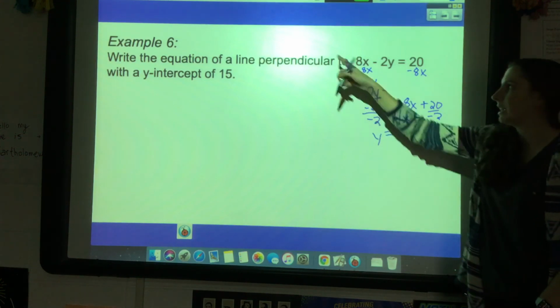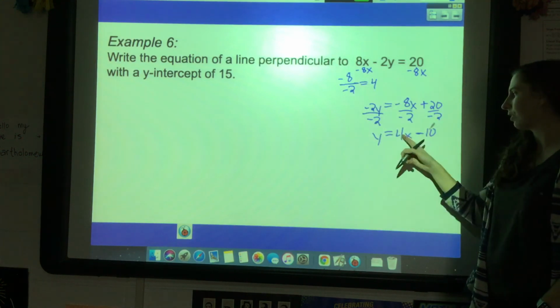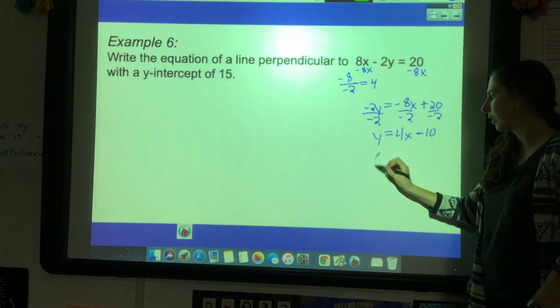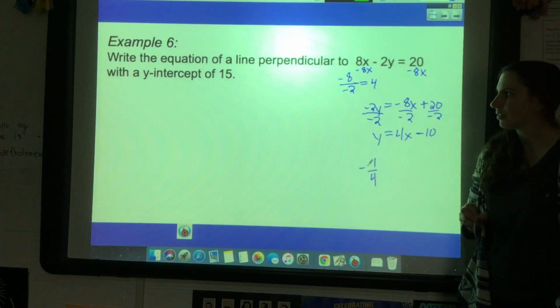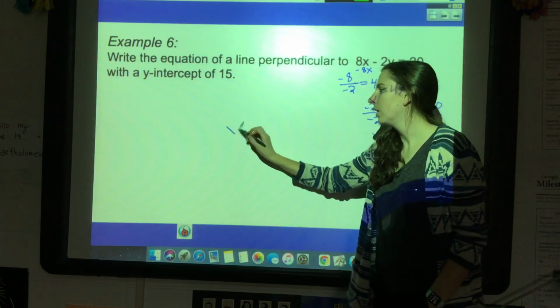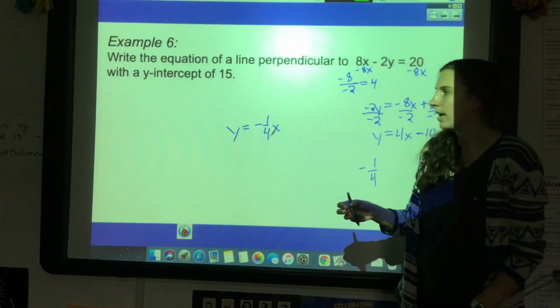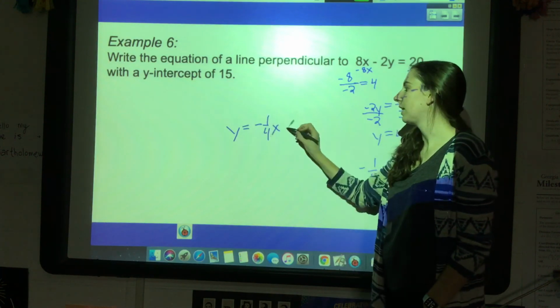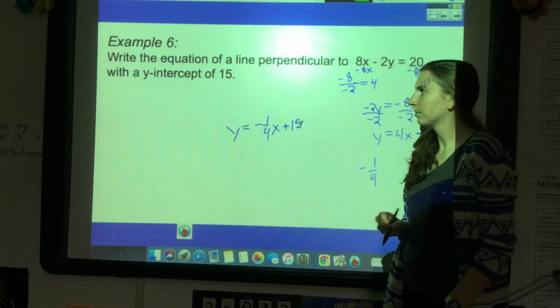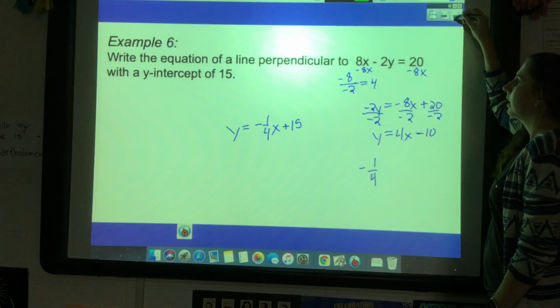I want to be perpendicular to this line, so rather than a 4, I'm going to flip it and make it 1/4 and make it negative. So this line would be -1/4 x, and this is nice, it told me the y-intercept, 15. So that goes on the end. I think that's it.